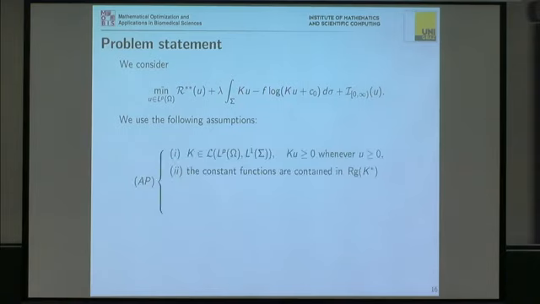And we use the following basic assumptions. So this is now the more general setting. We have just a linear operator from LP to L1. We use that it's positive whenever U is positive. This is satisfied by the Radon transform because you integrate the unknown quantity over lines.